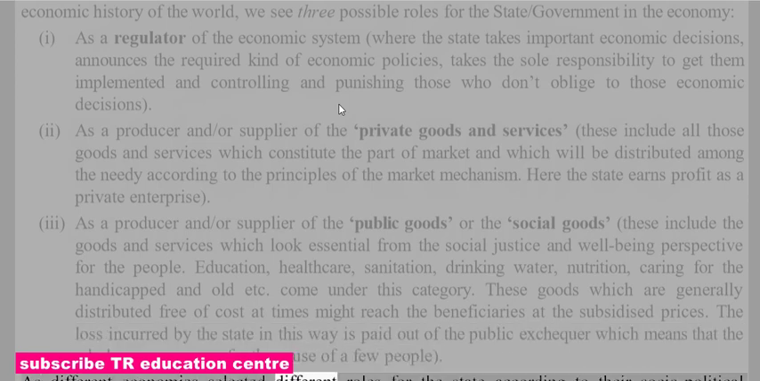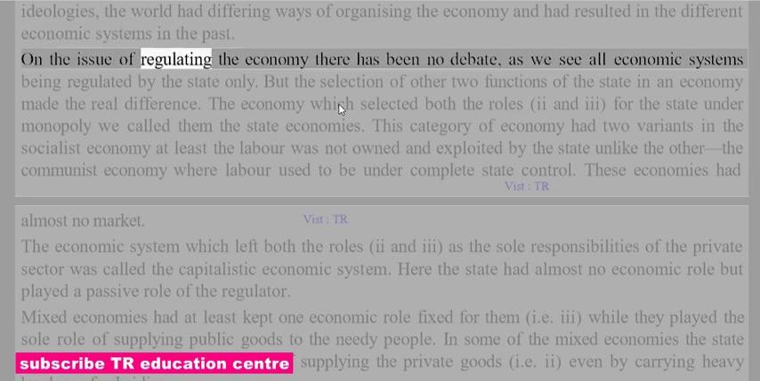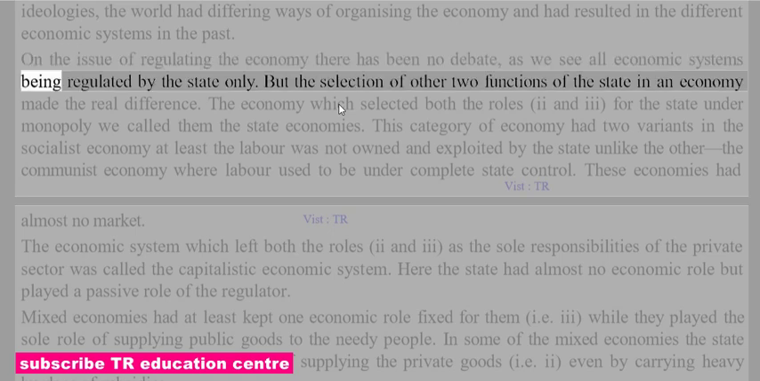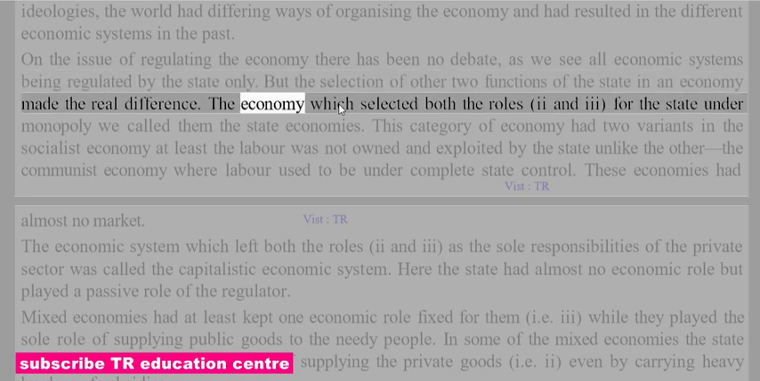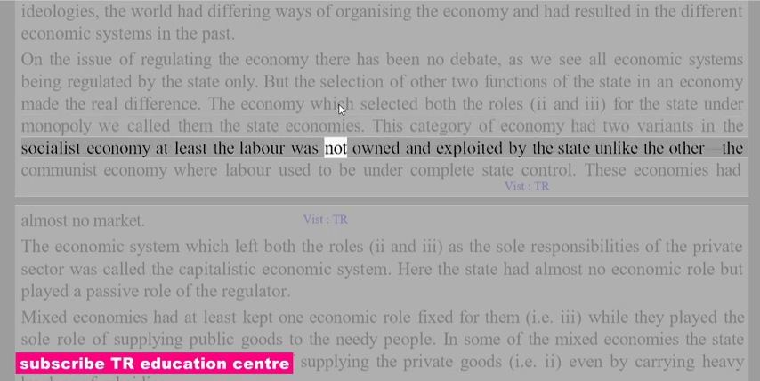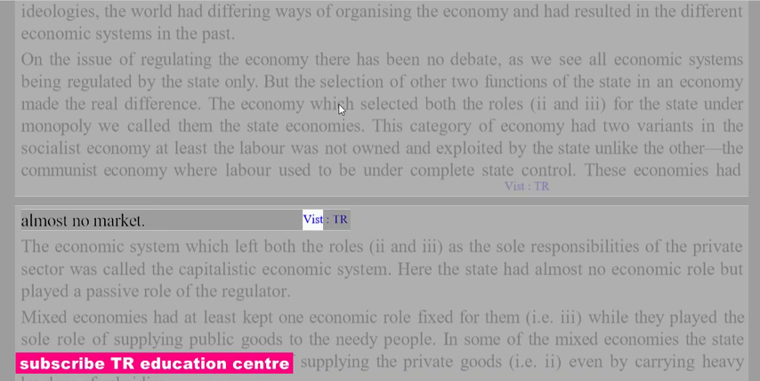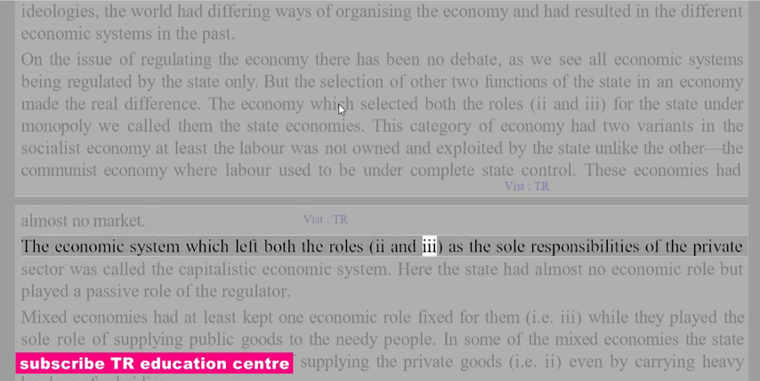As different economies selected different roles for the state according to their socio-political ideologies, the world had differing ways of organizing the economy and had resulted in the different economic systems in the past. On the issue of regulating the economy there has been no debate, as we see all economic systems being regulated by the state only. But the selection of the other 2 functions of the state in an economy made the real difference. The economy which selected both the roles, 2 and 3, for the state under monopoly, we called them the state economies. This category of economy had 2 variants: in the socialist economy, at least the labor was not owned and exploited by the state, unlike the other, the communist economy, where labor used to be under complete state control. These economies had almost no market.